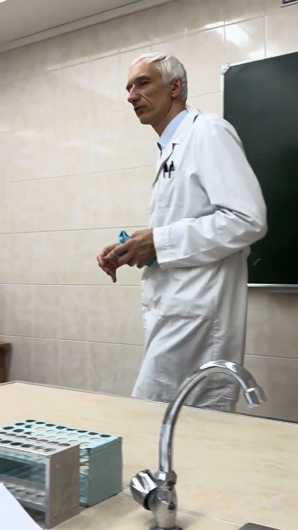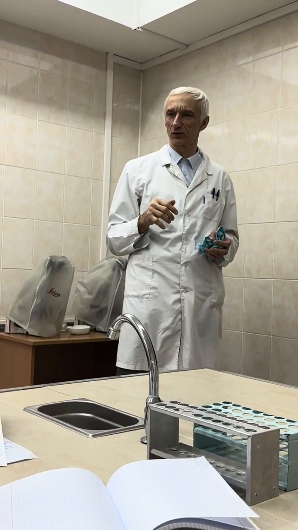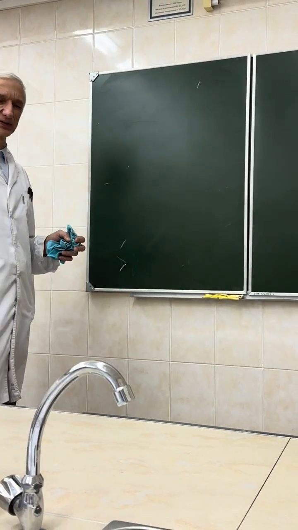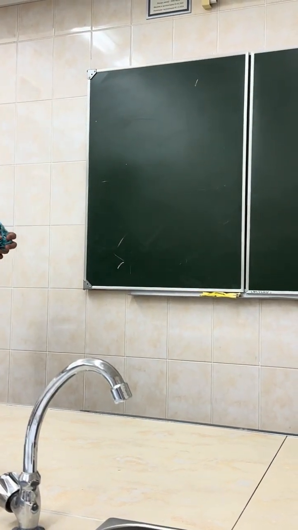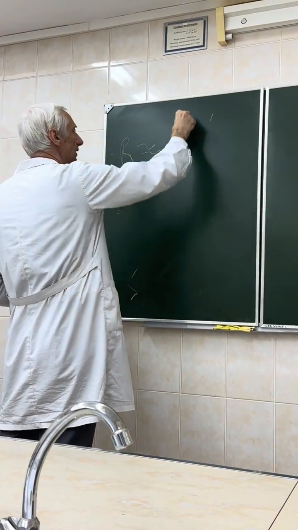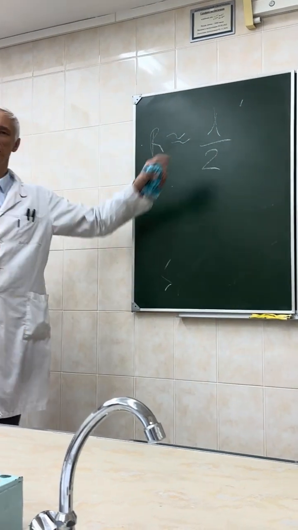First of all, resolving power, if you remember, is the minimal distance at which 2 dots are still visible separately in the field of view, right? So, resolving power, I am now omitting the numerical aperture of the objective lens and so on, approximately, very approximately, is equal to lambda divided by 2. Lambda is the wavelength of the light.